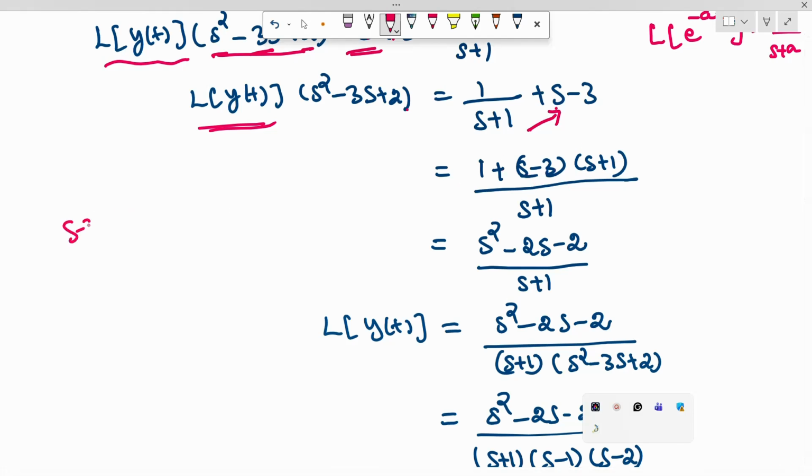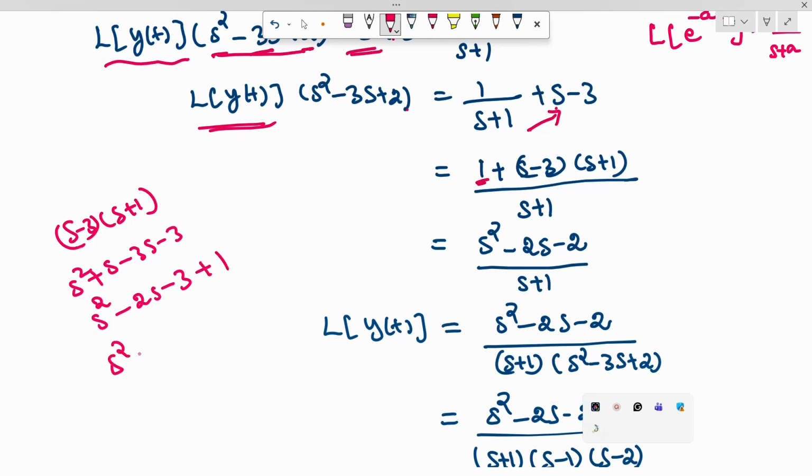s minus 3 into s plus 1, multiplying these two terms, is s square, s into s is s square, 1 into s minus 3s minus 3, which is equal to s square minus 3s plus s will be minus 2s, minus 3 is there. Here 1 is there, if you are adding that one, it will be s square minus 2s minus 2 written here, divided by s plus 1.